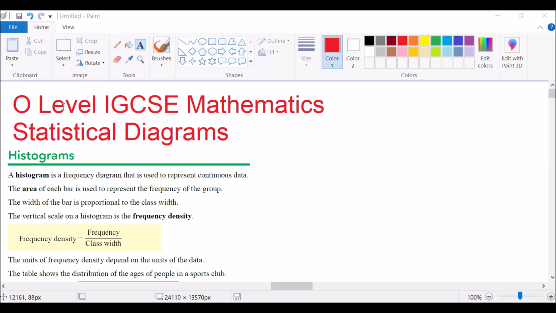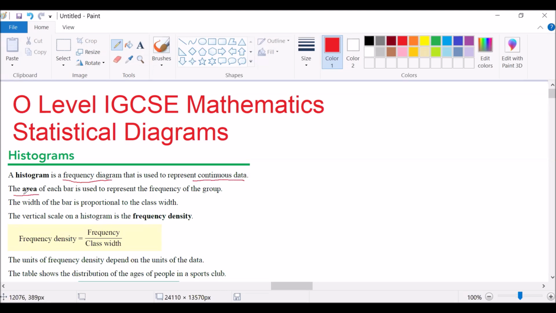Today we are looking at O-Level and IGCSE Mathematics on the topic Statistical Diagrams. We are looking at the section on histograms. A histogram is a frequency diagram that is used to represent continuous data.